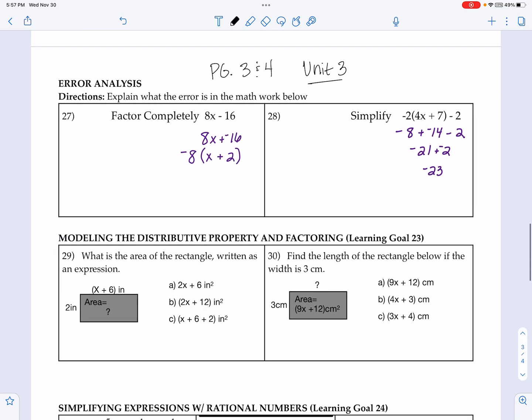All right, here we go. This is page 3 and 4. I'm going to go through this pretty quickly. Pause and rewind or whatever as you need.